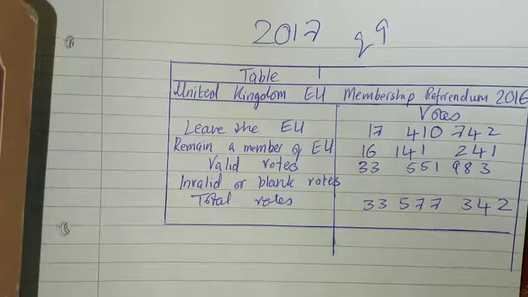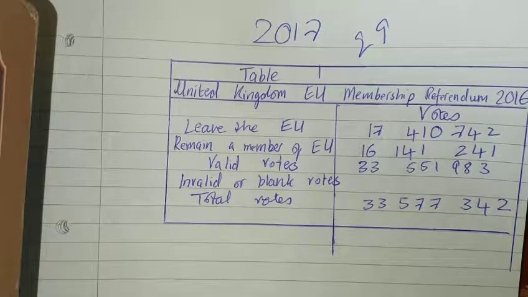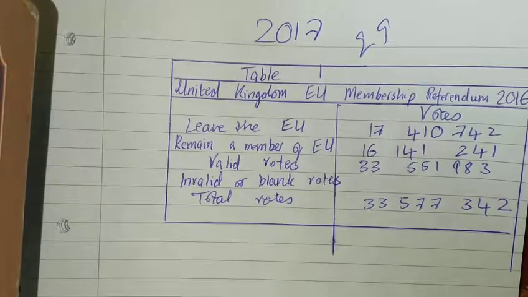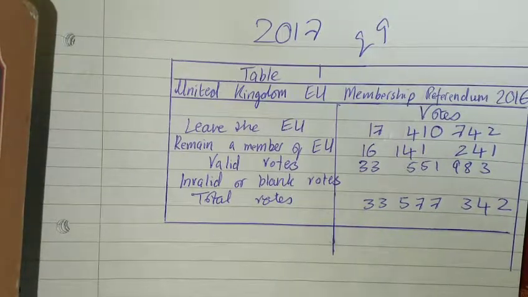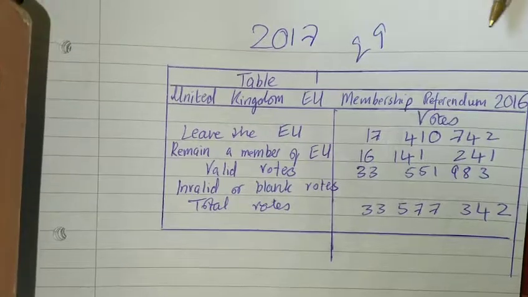So here we have 2017 question 9. This is Leaving Cert Ordinary Level and this is a question on statistics. So we're told in June 2016 the UK held a referendum on its membership of the EU. Table 1, below, summarises the results.